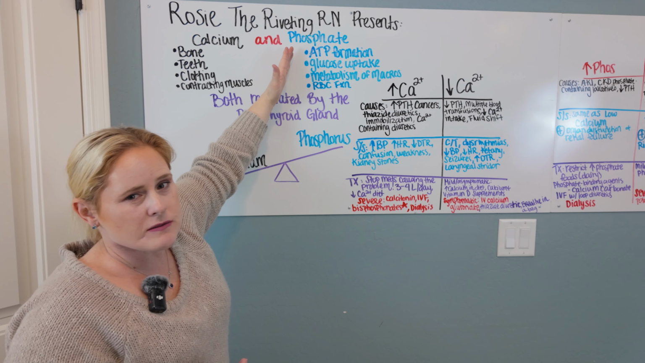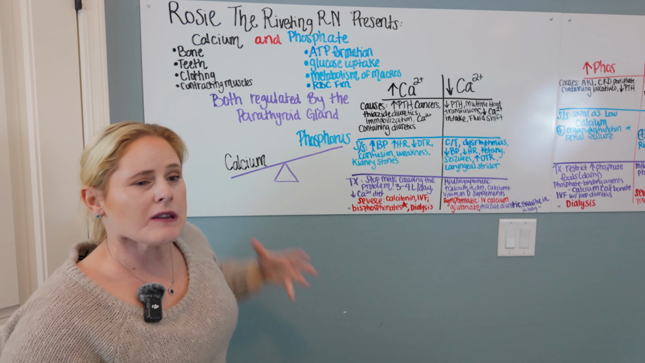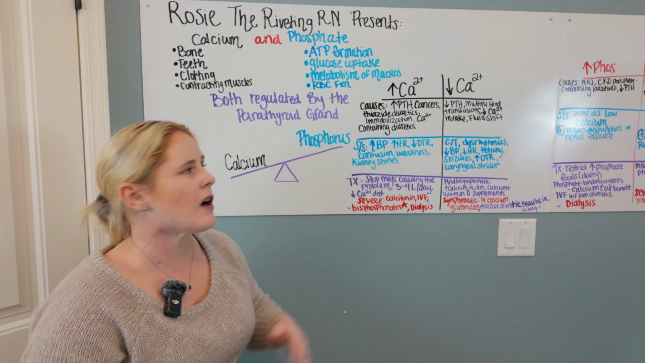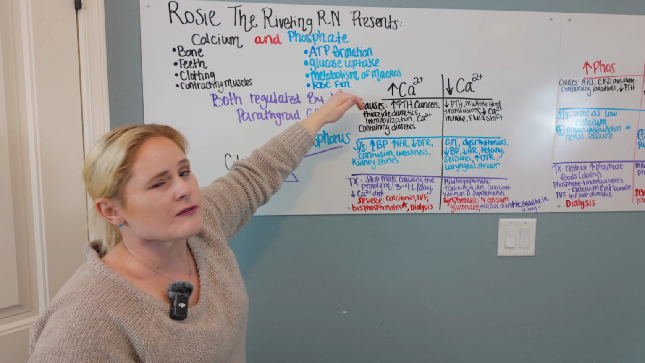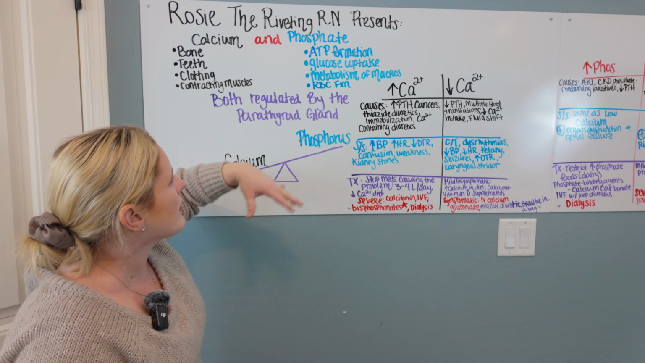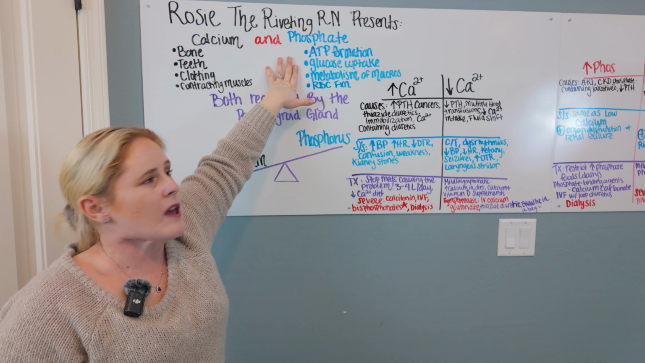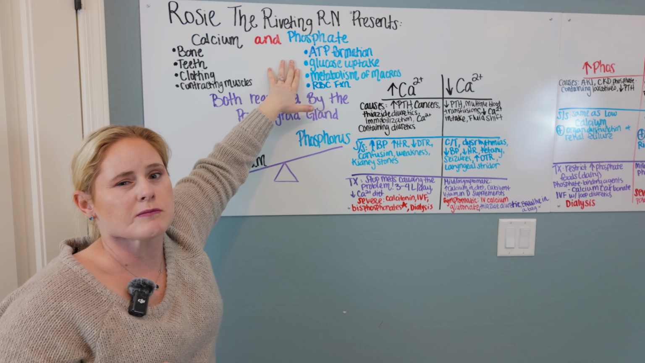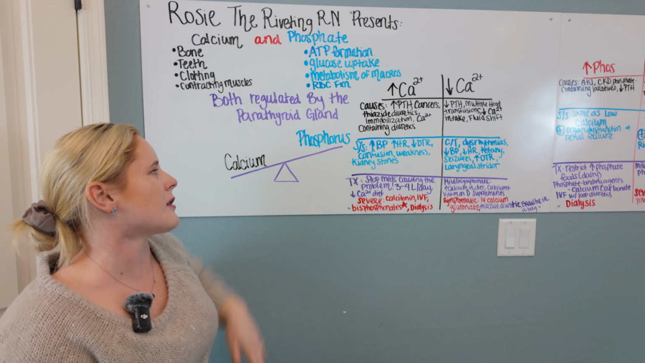And then phosphate, why do we need phosphate? Well, we need it for ATP synthesis. We need it for red blood cell formation and function, FXN, that's shorthand for function. We need it for glucose uptake as well as the metabolism of our macros. That's going to be your fats, proteins, as well as carbohydrates.